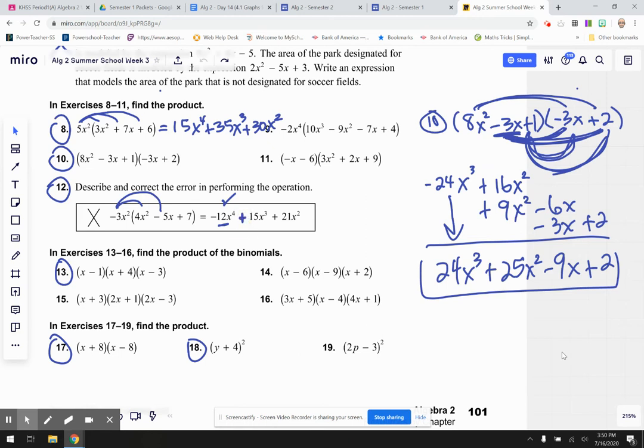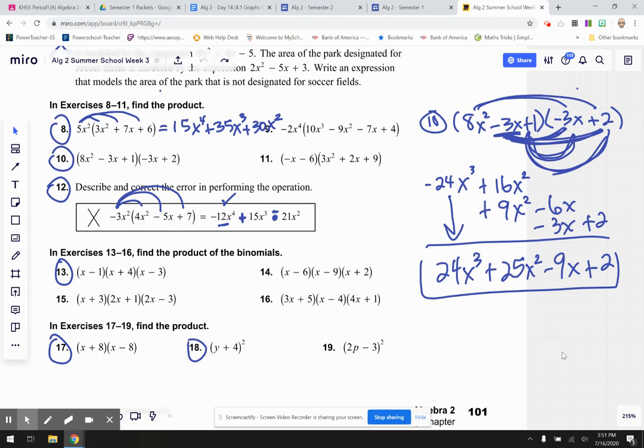5, and that's x cubed. That's good. And then -3x times +7 is not positive, it would be negative. Negative times a positive is a negative, 21x squared. So now we fixed it, and now it's correct.